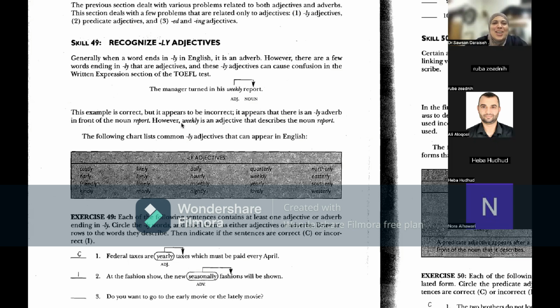All right. So let's take a look at the sentence. The manager turned in his weekly report. See how report is a noun and weekly here came before it, and it's not an adverb. We can't say report weekly because it's not even used in English. The word weekly, let's look it up. Here it is. It's an adjective. See, although it ends in ly, it's an adjective.